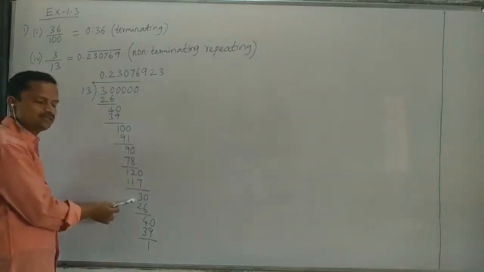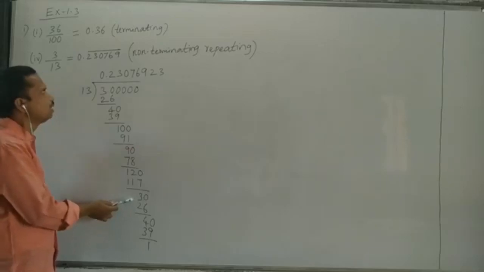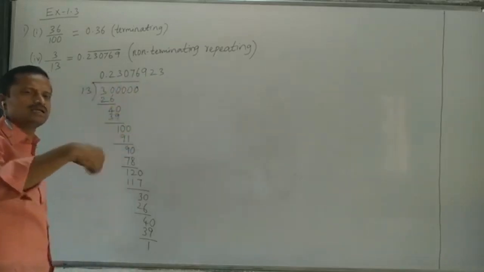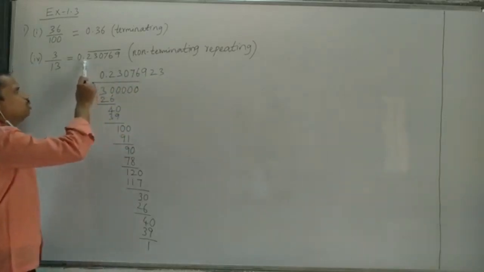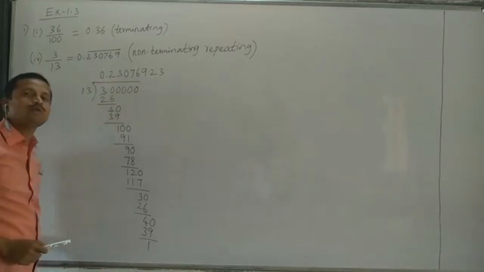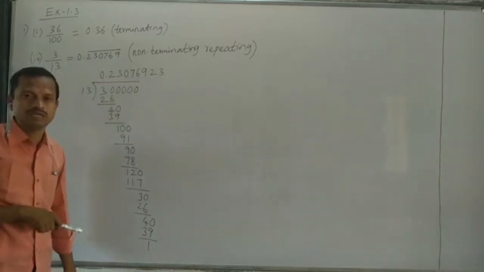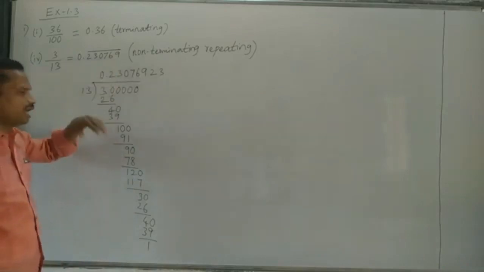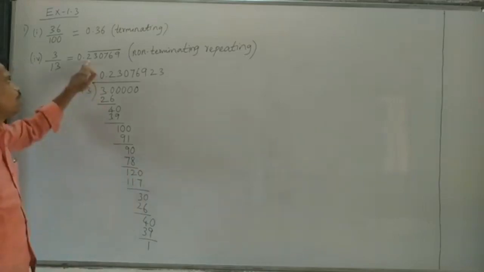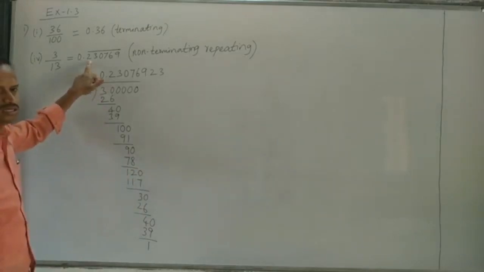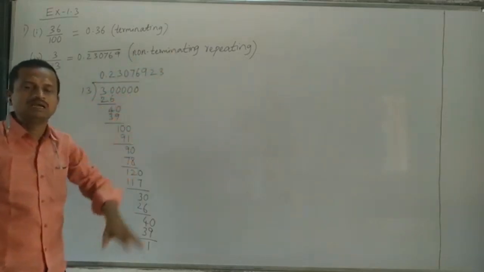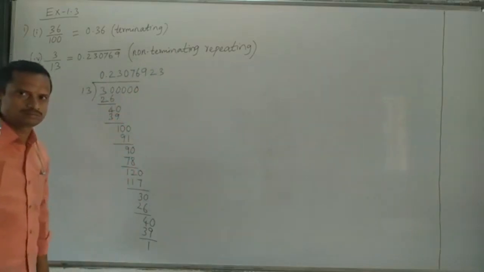If you get the same remainder, you can stop there, and you see 230769, again 230769, like that it proceeds. So you can put a bar like this. After the point, 1, 2, 3, 4, 5, 6, how many digits are repeating? 6 digits are repeating. What are they? 230769, and again 230769. So you can put a bar. The bar represents 6 digits are repeating. So this is called a non-terminating repeating decimal number. Clear?